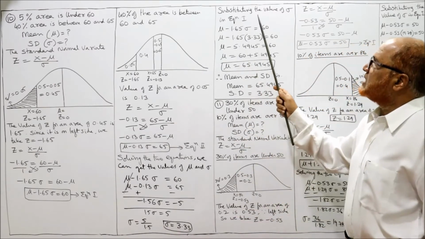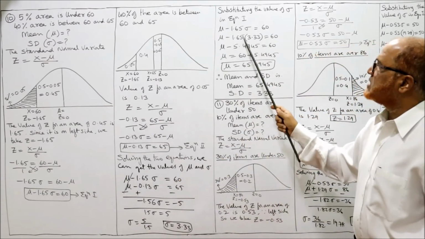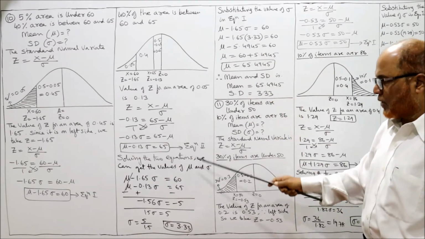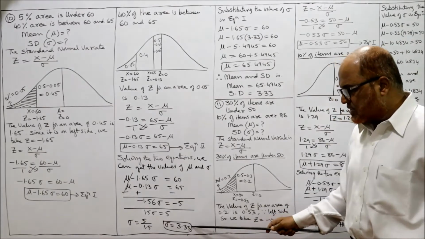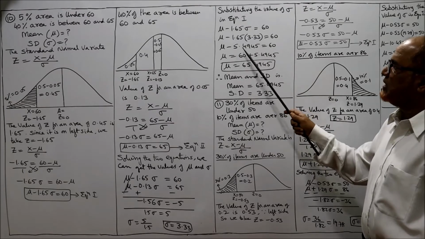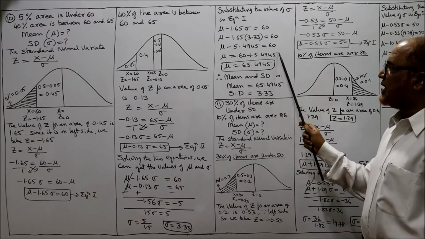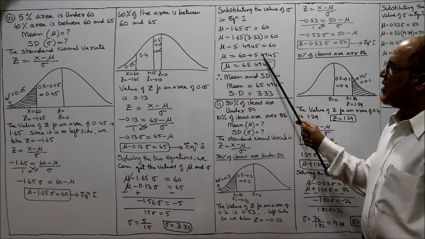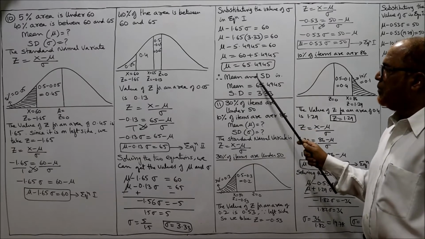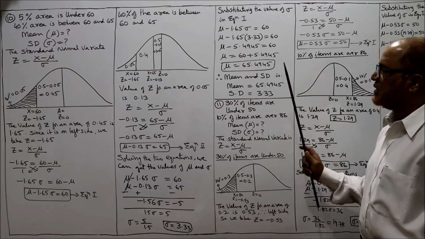Now the mean. Substituting the value of sigma in equation 1. You can take any one equation. Mu minus 1.65 sigma is equal to 60. Mu minus 1.65 into sigma, just now we got sigma 3.33, is equal to 60. Multiply 1.65 into 3.33, 5.4945. Now mu is equal to, take this minus to the RHS, plus. So 60 plus 5.4945, 65.4945 is the mu. Therefore the mean is 65.4945 and the standard deviation is 3.33.